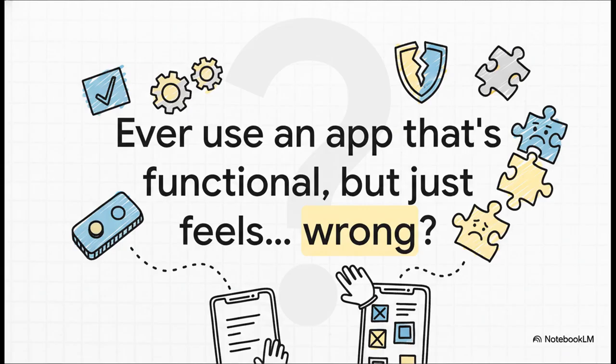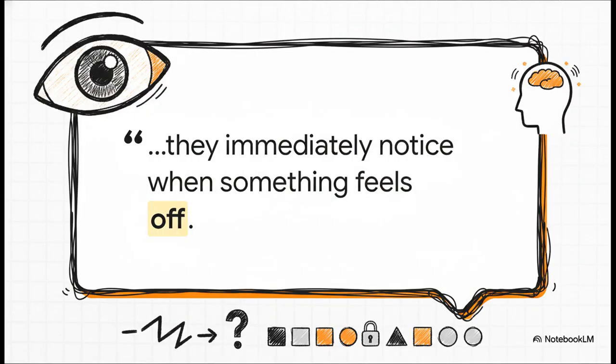You download an app, it technically works, all the buttons do what they're supposed to, but something just feels off. You can't quite put your finger on it, but it makes you hesitate. It feels kind of rushed, maybe even a little untrustworthy. And here's the crazy part. Your users are so perceptive.